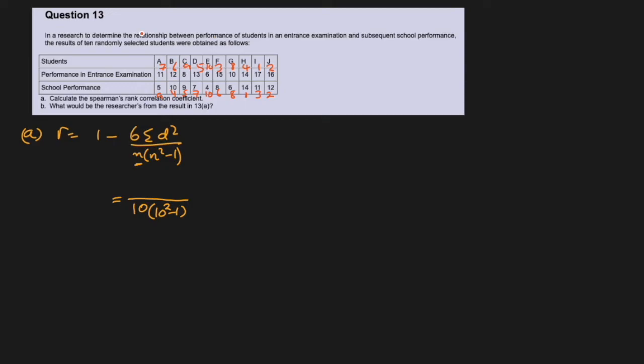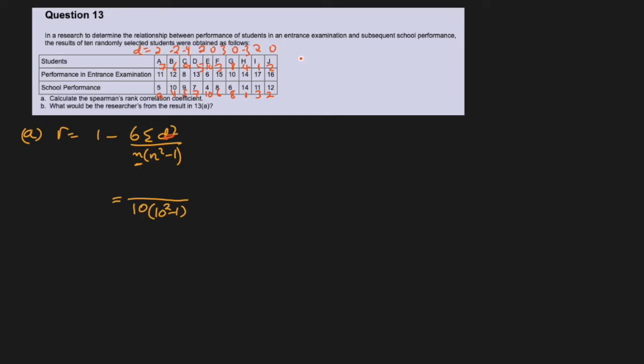Now we have to find d. Let me write d on top. What is the difference between the two ranks? This is 9, this is 7, so the difference is 9 minus 7, 2. This is 4, this is 6. 4 minus 6 is minus 2. If you want to write plus 2, that is also okay, because we are going to square it later. So 5 minus 9 is negative 4. 7 minus 5 is 2. 10 minus 10 is 0. And then we have 6 minus 3, 0, minus 3, minus 2, no, positive 2, and 0.